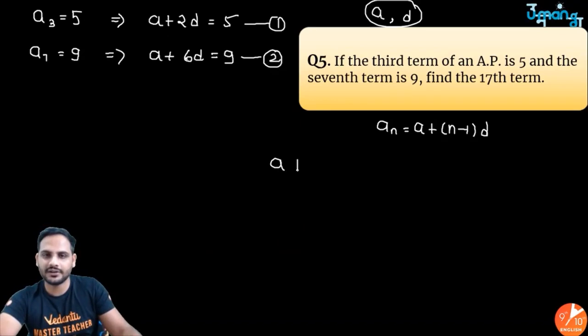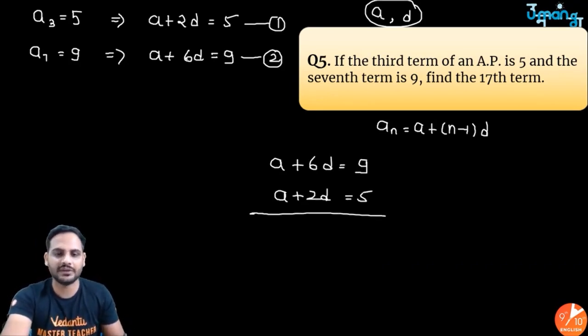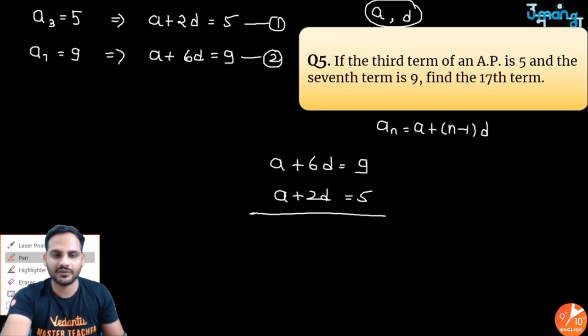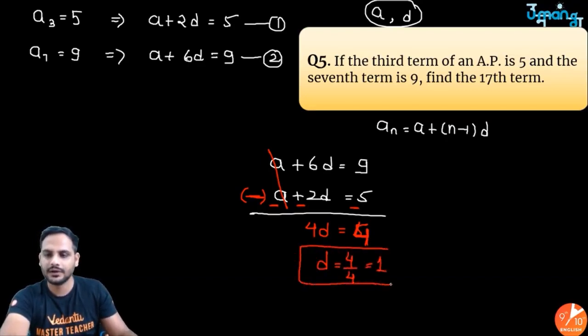So let's solve it. I have A plus 6D is equal to 9 and A plus 2D is equal to 5. I am solving it using the elimination method, so I will eliminate one of the variables. Let us eliminate A. If I subtract these two equations, the signs will change, and A gets cancelled. 6D minus 2D is equal to 4D, and 9 minus 5 is 4. So 4D is equal to 4, so D is equal to 4 by 4, which is equal to 1. D is equal to 1.